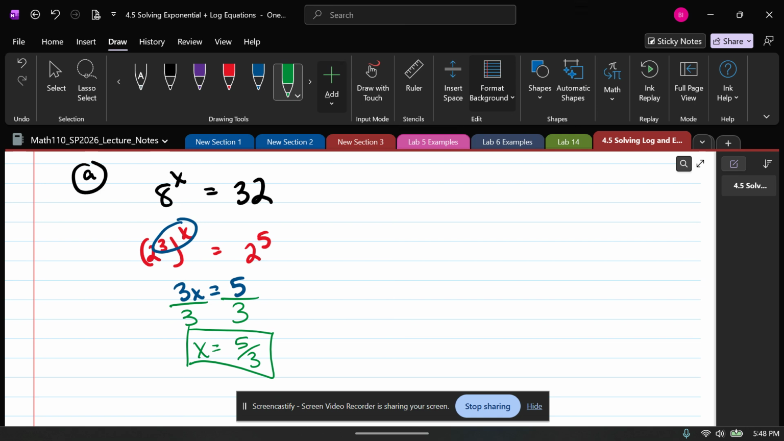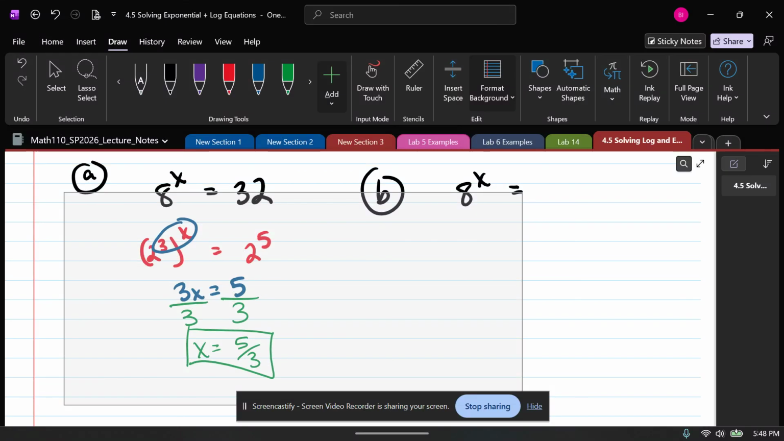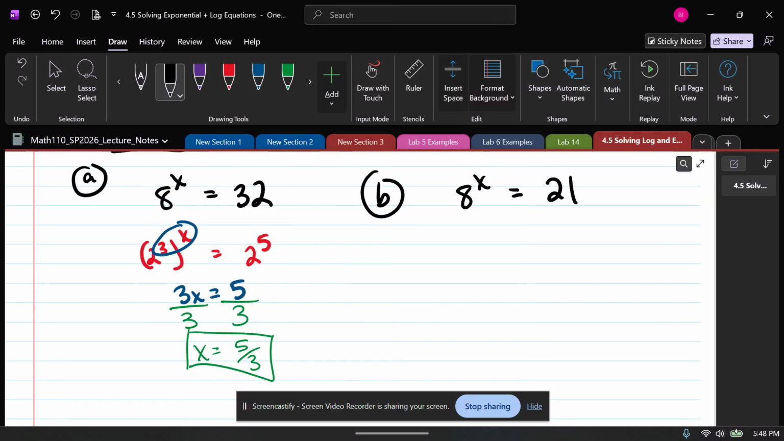The kind we're going to do this week are ones where you can't change the base to work. So they're going to be like this. Example B, I'm going to start out with something very similar. I'm going to have 8 to the x, but instead of a number that can be rewritten, I'm going to put a 21 over there. Because 21 is not 2 to a power. It doesn't work that way. It's 3 times 7. It isn't even an exponential number. It's just 21.